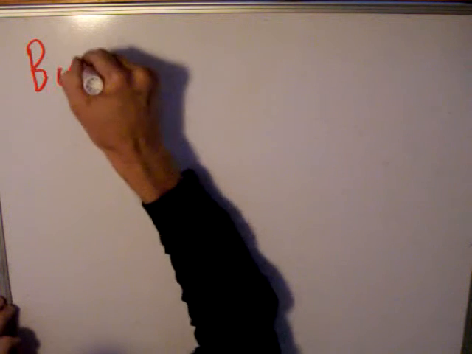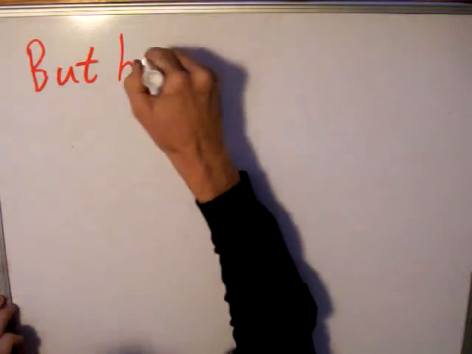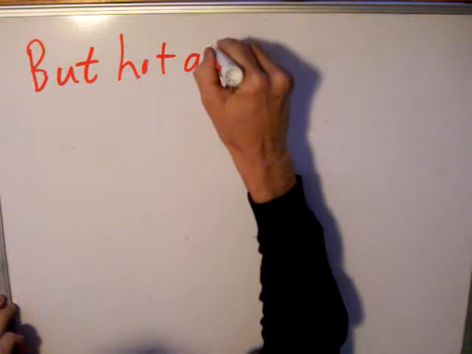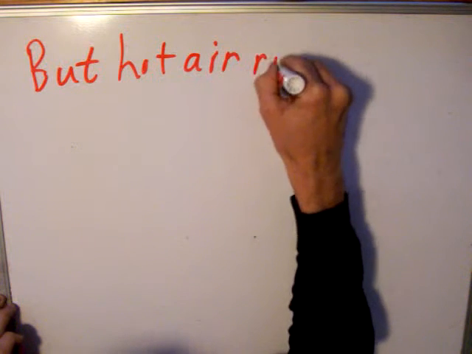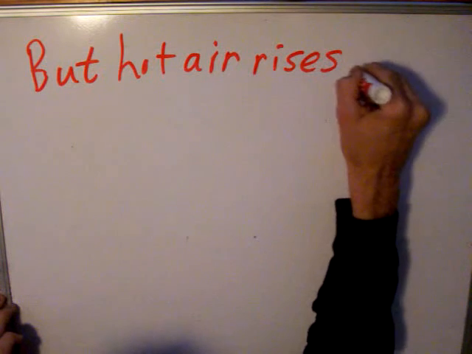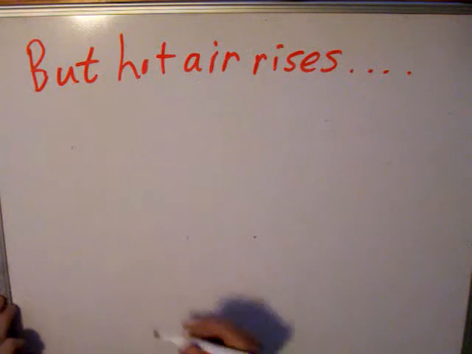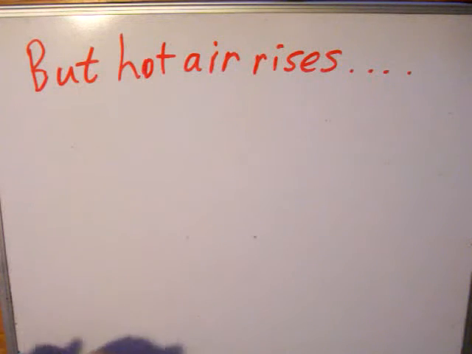Okay, now we're left with a puzzle though, and that is having to do with the weather. But hot air rises. How can hot air rise if nature wants to make things with mass fall from high places to low places?